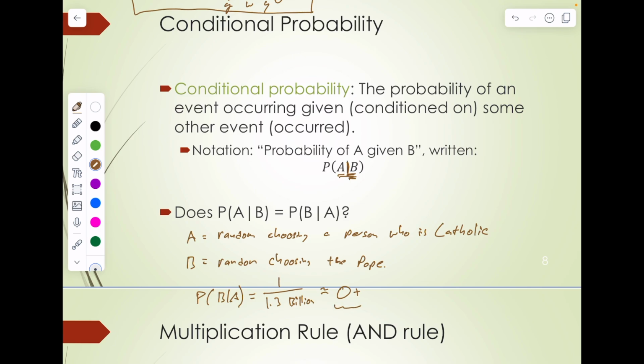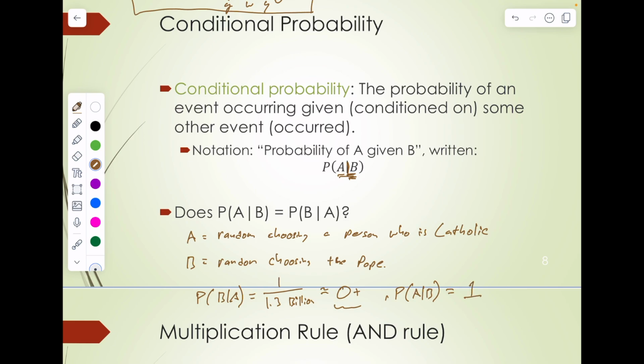So sometimes you'll see 0 plus. Okay, but on the other hand, what's A given B? Well, the interpretation of A given B is what's the probability that a randomly chosen person is Catholic, given that that randomly chosen person is the Pope. So we're assuming that B has occurred. We have chosen the Pope. What's the probability of them being Catholic?